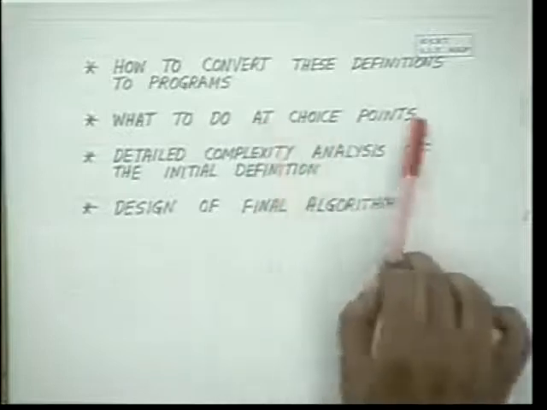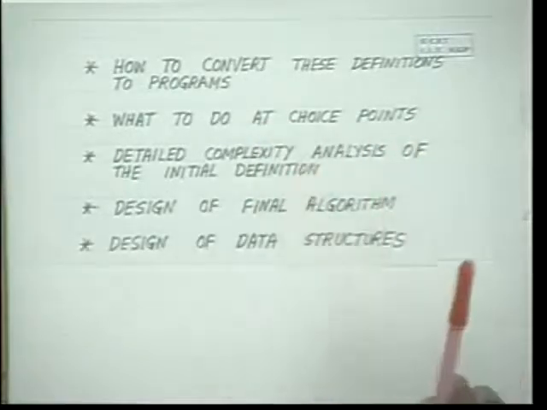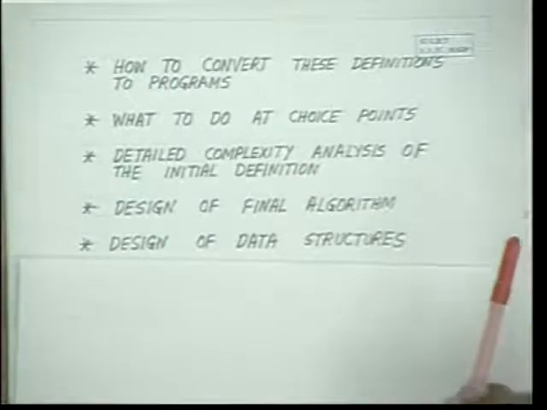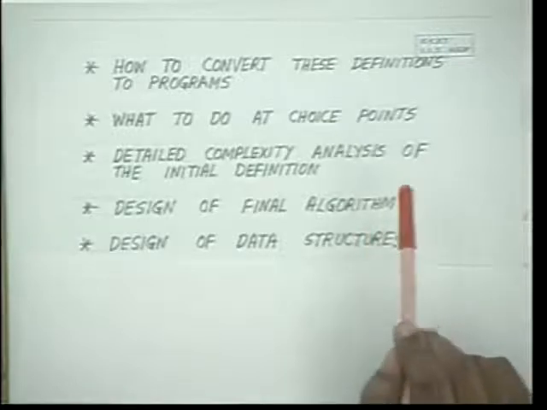We have been able to choose the final algorithm by choosing what we do at various choice points, and we will be able to design our final data structures. How do we implement that list? How do we implement those elements from and to those pairs? Which is the best way to design them?